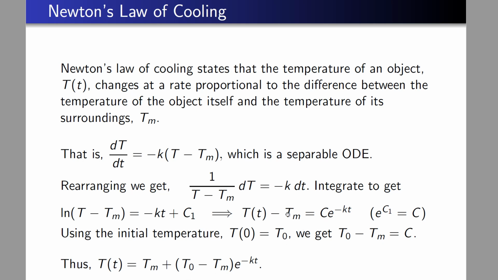times e raised to negative kt. We just move Tm to the other side. So the temperature of that object at any time t is given by the temperature of the medium Tm plus T naught, that's the initial temperature, minus Tm, the temperature of the medium, times e raised to negative kt, where k is the rate of decrease, and it will be positive. This negative k is negative, k itself will be positive. Okay, final.